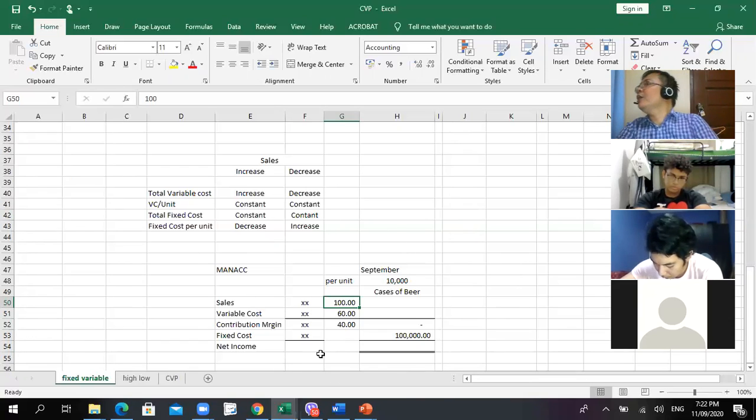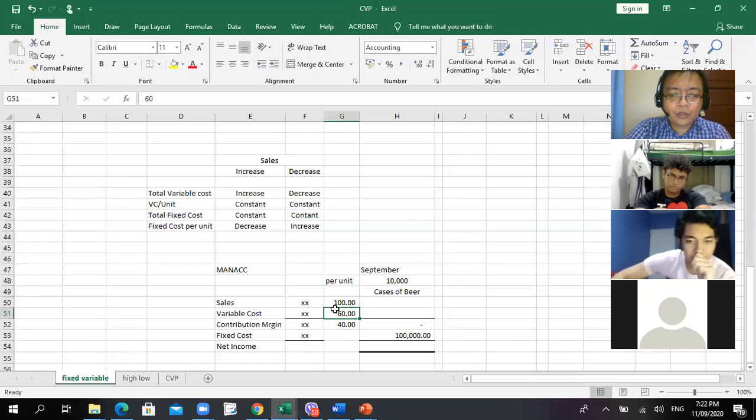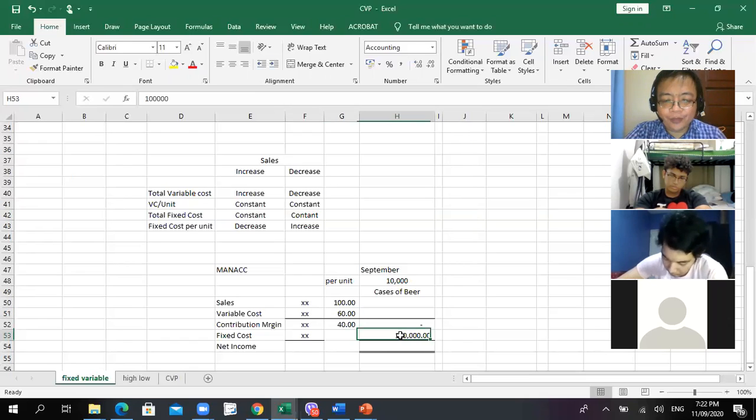My question is, sir, why is the variable cost per unit always given, and not the total variable cost? Why is the total fixed cost always given, not the fixed cost per unit? What is the answer for that? Because the fixed cost is not affected by the activity level, the total fixed cost. Very good.